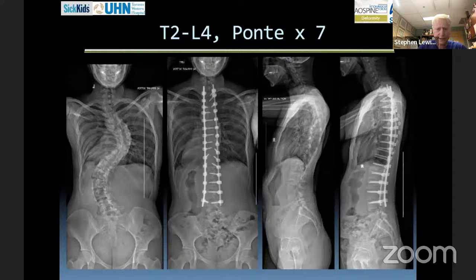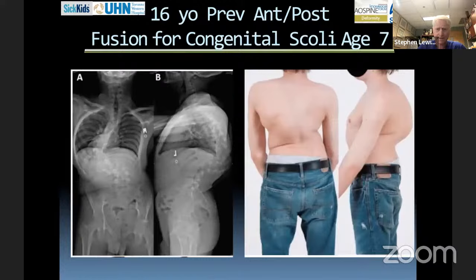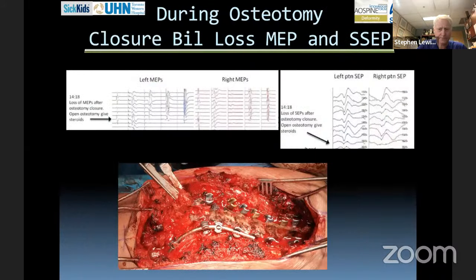Once we got a nice hemoglobin, we kept it well over 100 during the case, and we had no issues, and she did very well with the surgery. Last case I'm going to show would be an osteotomy. This is a patient who had a previous anterior and posterior fusion. So he's got a rock solid spine from a congenital scoliosis. Very unhappy with his deformity.